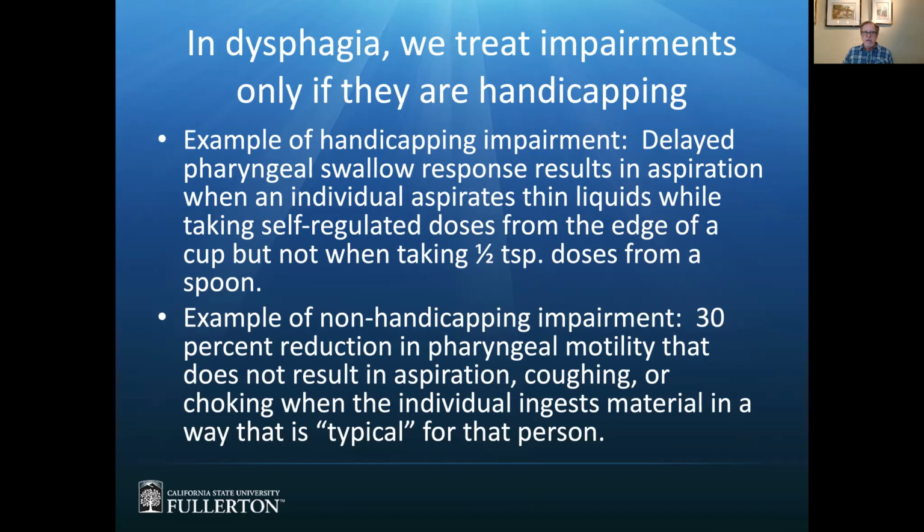So an example of a non-handicapping impairment, I think I've given this example twice in the same lecture, is that somebody has pharyngeal dysmotility and they have 30% residue left behind, but they never aspirated, they never coughed, they never choked, they didn't have to do anything different. So they don't have a handicapping situation.